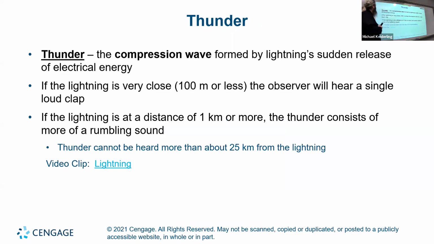Now, thunder is the compression wave formed by lightning's sudden release of electrical energy. So basically, what happens is that lightning passing through the air superheats the air. It gets really, really hot. And that makes the air basically explode outwards. And that's what you hear as thunder.